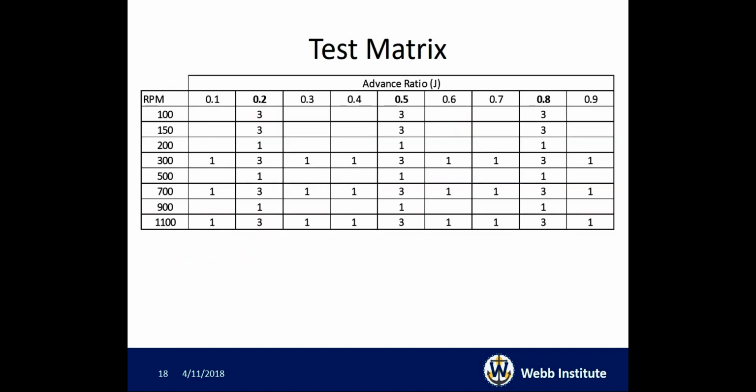Presented above is the test matrix that I tested throughout this thesis, with advance ratio at the top and RPM to the left. The numbers inside of the table indicate the number of tests performed at each condition, and this test matrix was performed on both propellers. So this is just for one propeller. There were 3 tests at 100 RPM and J equals 0.2 for the naked propeller, and 3 more tests for the Hamas propeller.